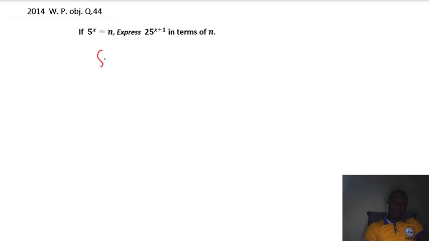So solution, we have 5 exponent x equal to n, and we are working towards getting something like this, 25 exponent x plus 1. We want the left side to be equal to this. So if the left side will be equal to this, what will be the right side? That is what we are going to do.